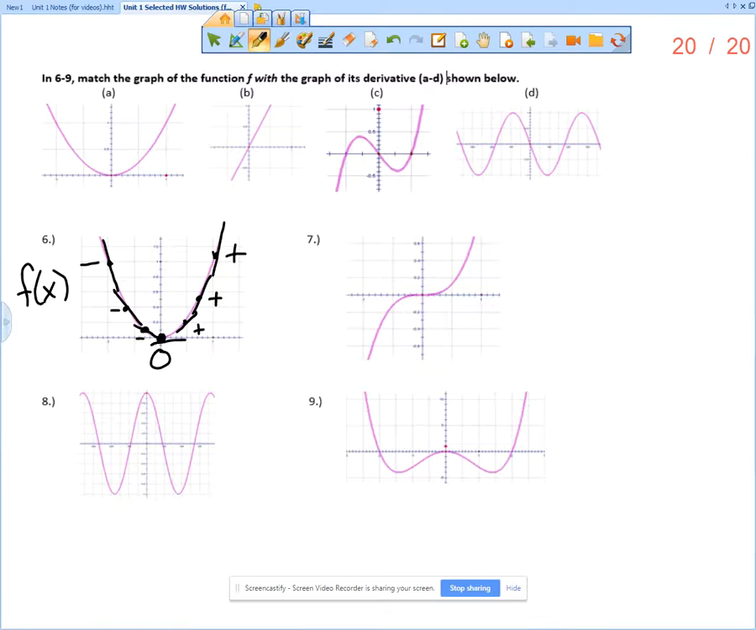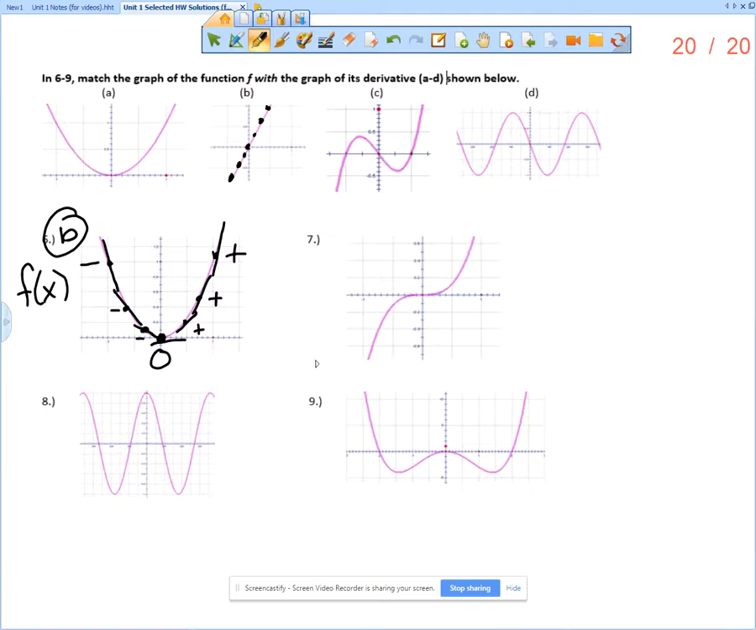So what are we looking for? We are looking for, as we move from left to right, a graph that has a negative value, a smaller negative, meaning closer to 0, even closer to 0, then 0 at x equals 0, and then positive increasing values. And so this graph has negative, smaller negative, closer to 0, smaller negative, 0, small positive, bigger positive, bigger positive. So the answer to 6 should be B.